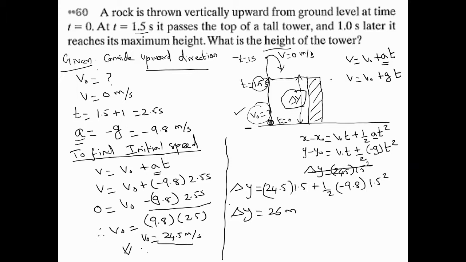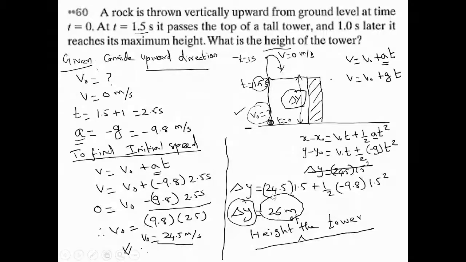That means delta y here represents the height of the tower. So what is the height of the tower? Our height of the tower is 26 meter.